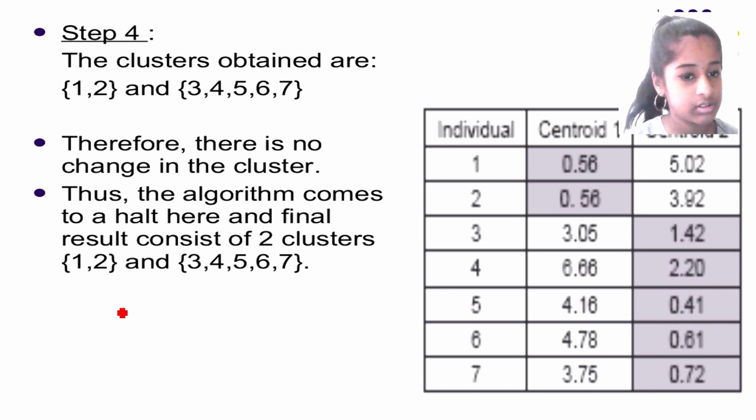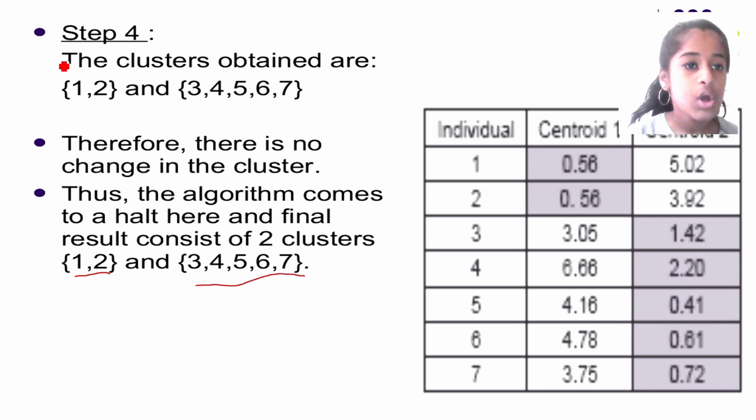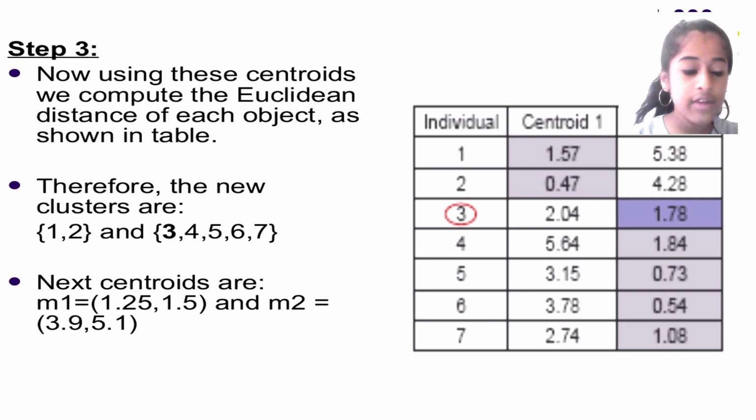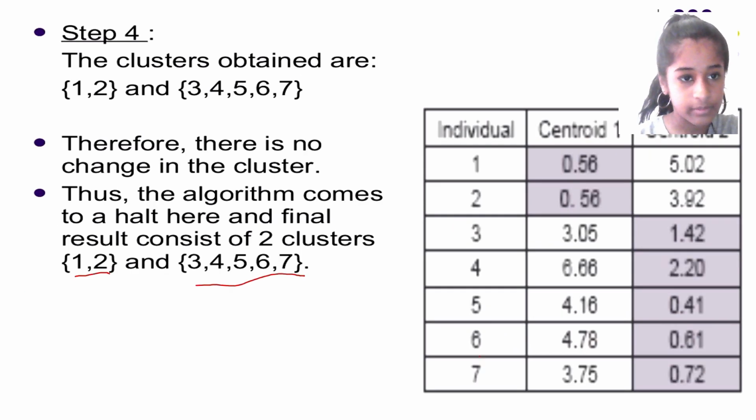1 comma 2 is one cluster, and this is the first cluster, and this is going to be the second cluster, 3 4 5 6 7. So here we have two clusters. We have chosen these as two clusters because here we have the same value. We have checked the distance of two centroids, and here we have taken a different centroid. I'll tell you this. So here the other centroids are 1.25 and 1.5, and 3.9 and 5.1, and we got the same value when we checked the distance. So that's why this is going to be two clusters.